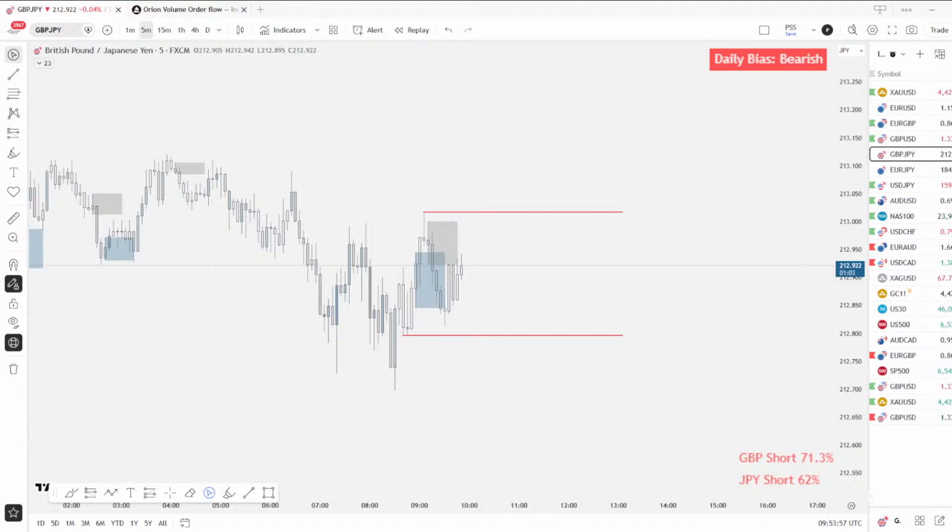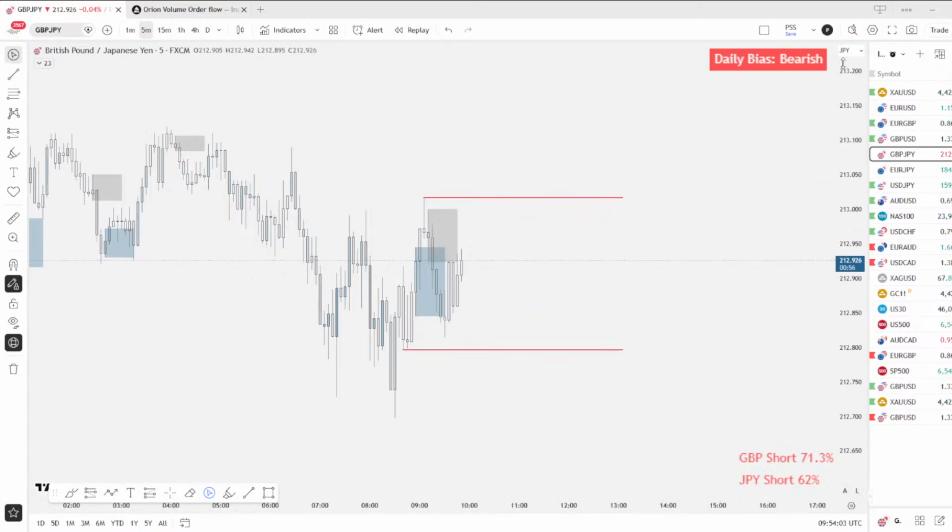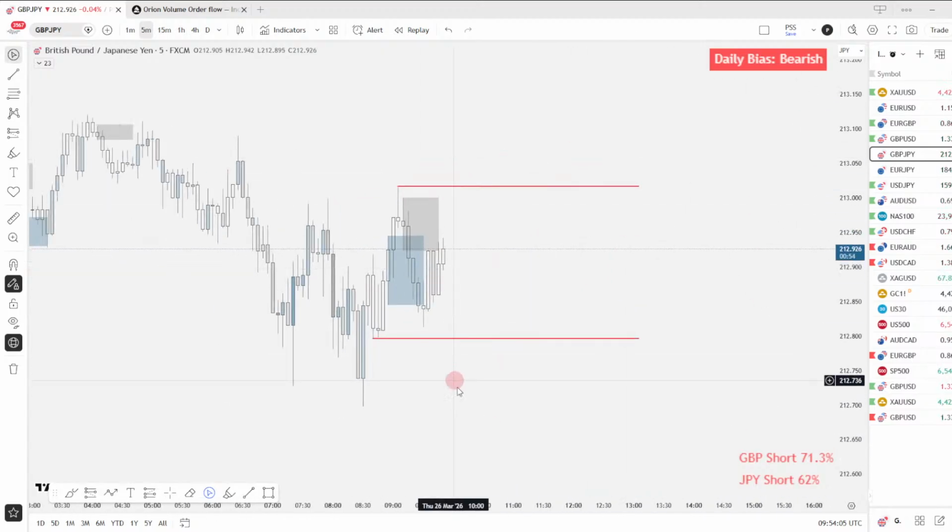Yes, people, welcome in. Welcome in, welcome in. What are we waiting for? Well, if you look on the screen right now, you can see what our systems are telling us. They're telling us that price action is bearish, and that we're 71% short on the.